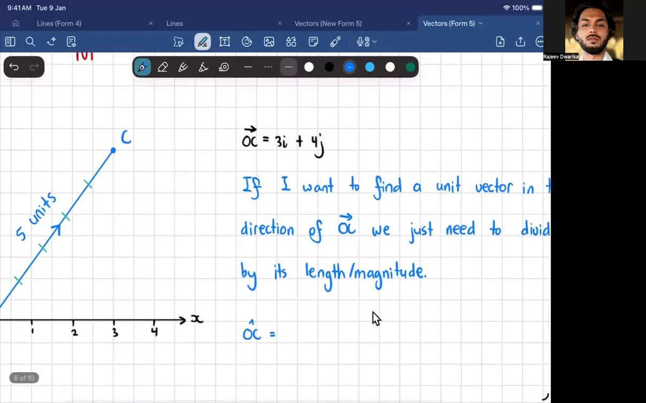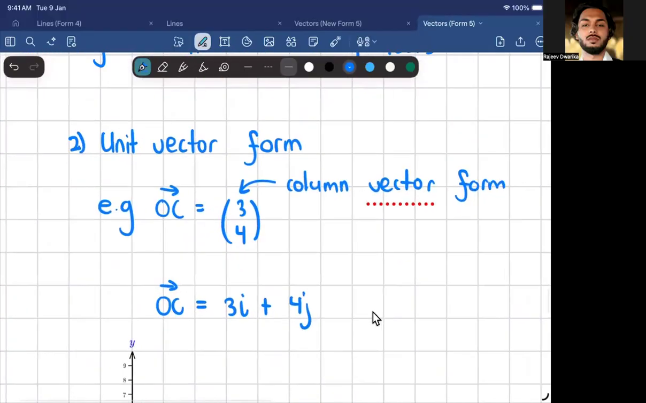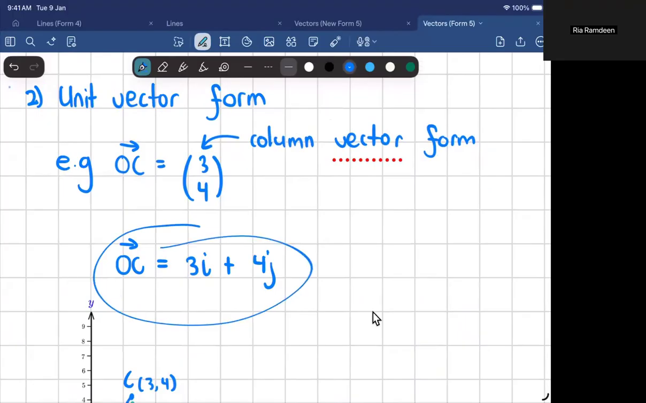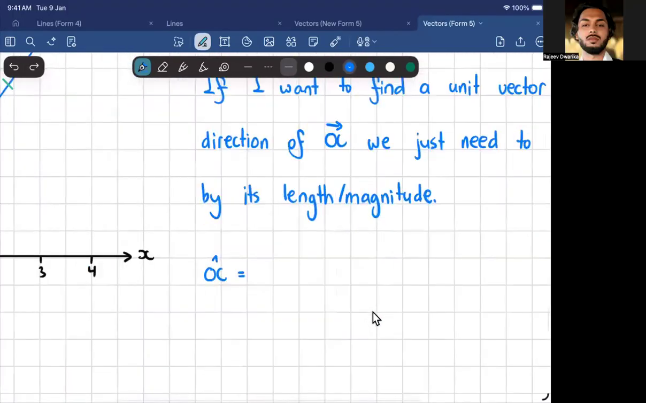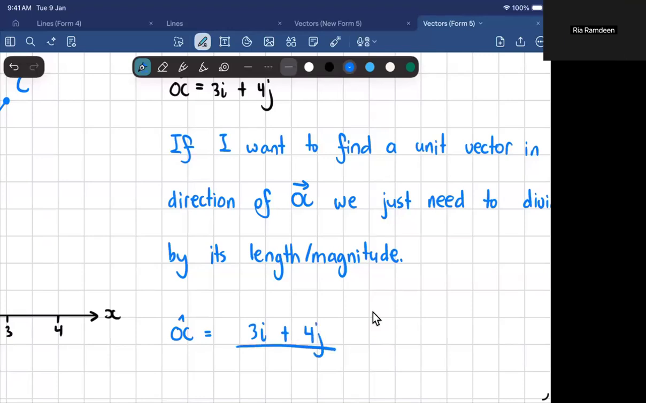And could you tell me what the vector OC is? Now, we're dealing with unit vectors, so you need to tell me in unit vector form. You can't tell me 3, 4 in column vector form. You need to tell me in this form. So it's going to be the vector 3i plus 4j divided by what? 5.